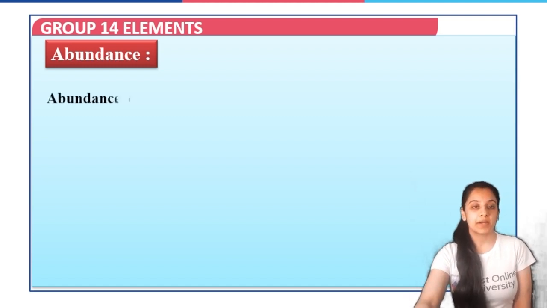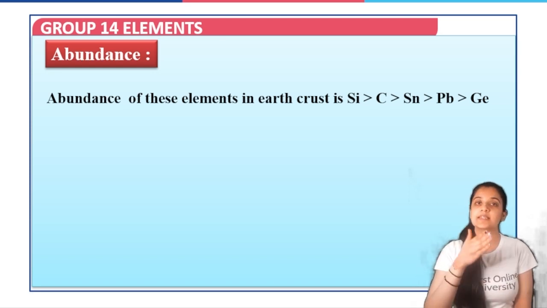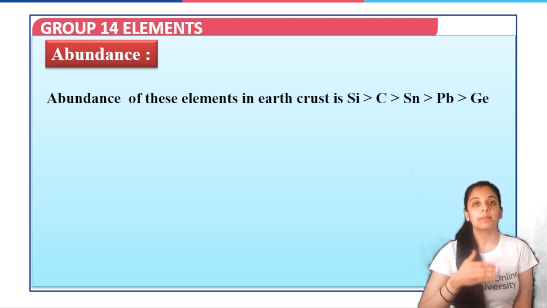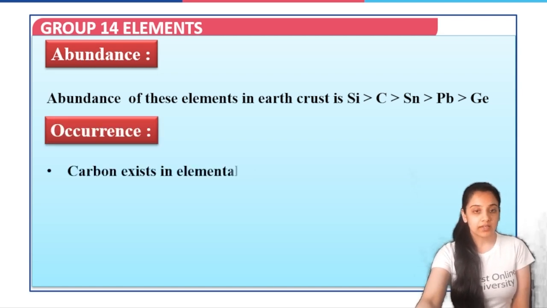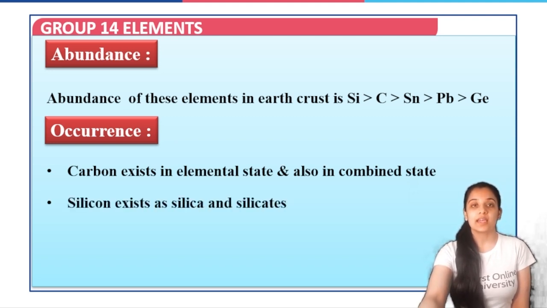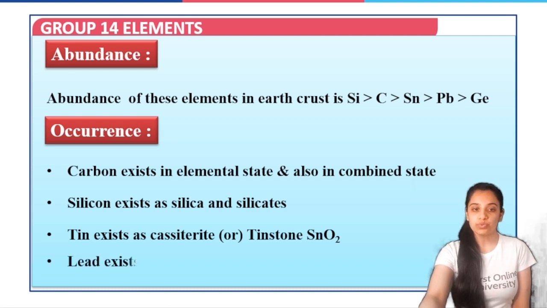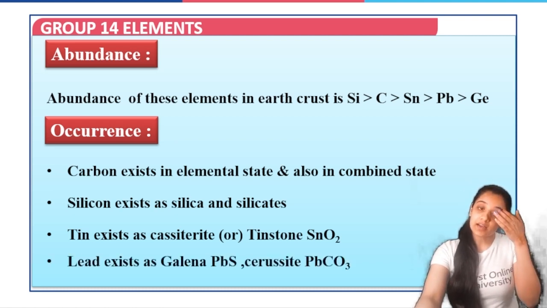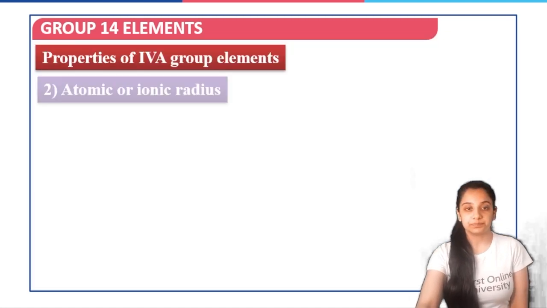Next, we talk about the abundance. Now, abundance of these elements in the Earth's crust is in the order silicon is the most abundant, followed by carbon, then tin, then lead, and lastly germanium. When we talk about its occurrence, carbon exists in the elemental state and also in the combined form. Silicon exists as silica and silicates. Tin exists as cassiterite or tin stone, that is SnO2. Lead exists as galena, that is lead sulfide, or cerussite, that is lead carbonate.